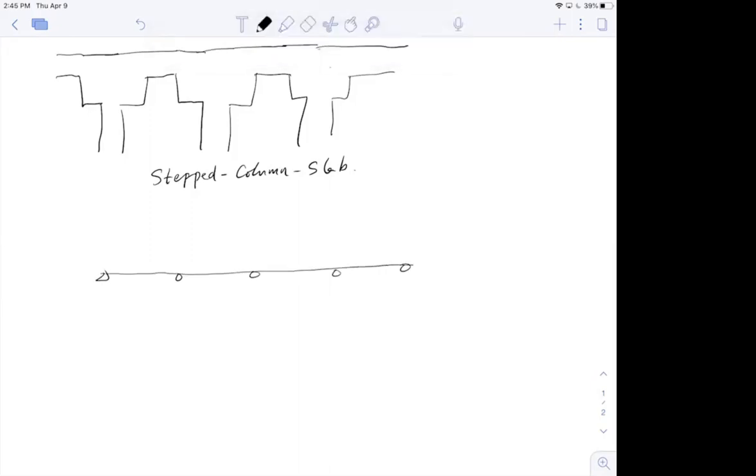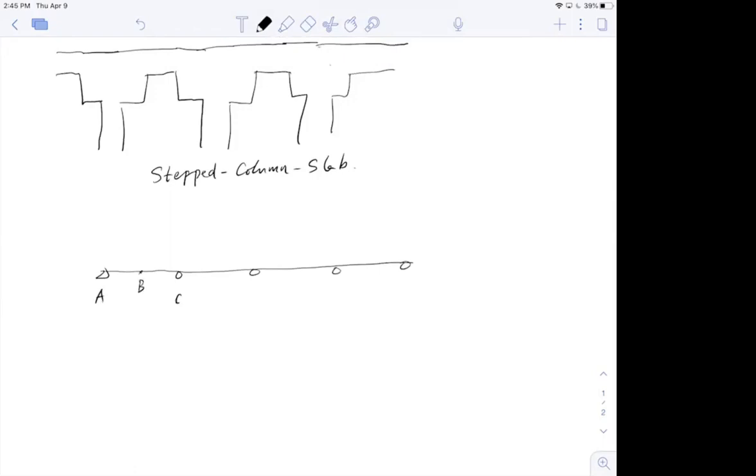Okay, a system like this. All right, so let me give some names. This is A, for example, this is C, and I call it B in the middle span, and this is D, E, F.